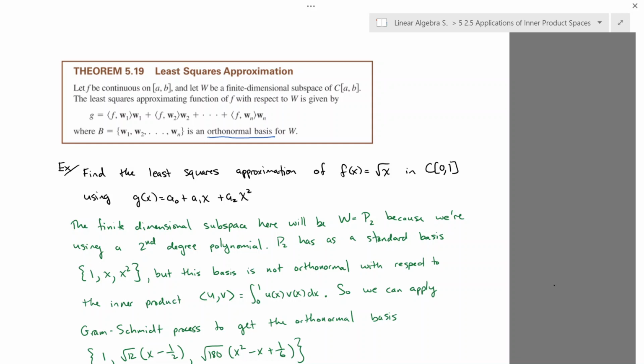Previously, we used theorem 5.19 to solve the problem of finding the least squares approximation of the square root function by this quadratic function. Okay, so this video is mainly focused on going into more detail about why this formula for the approximating function g works to solve these kinds of problems.